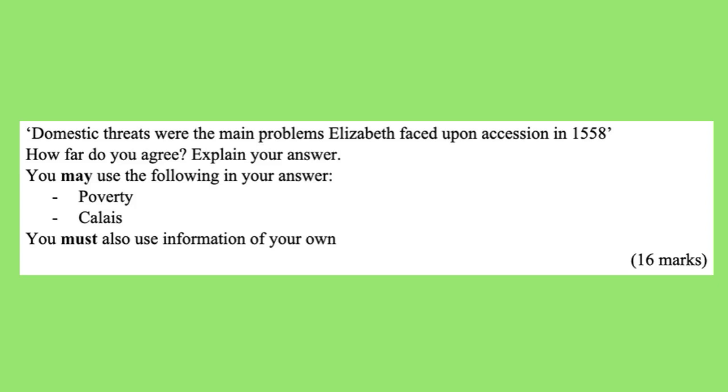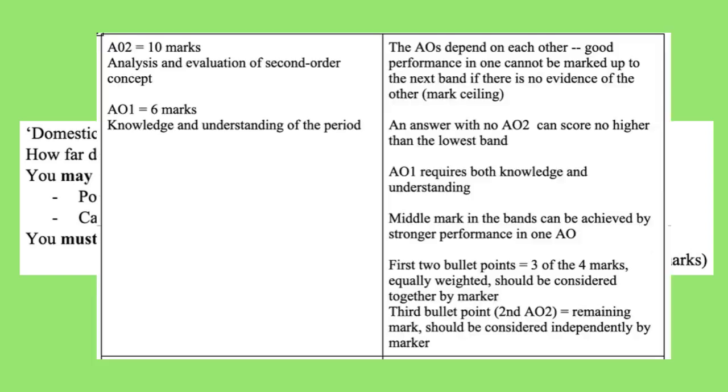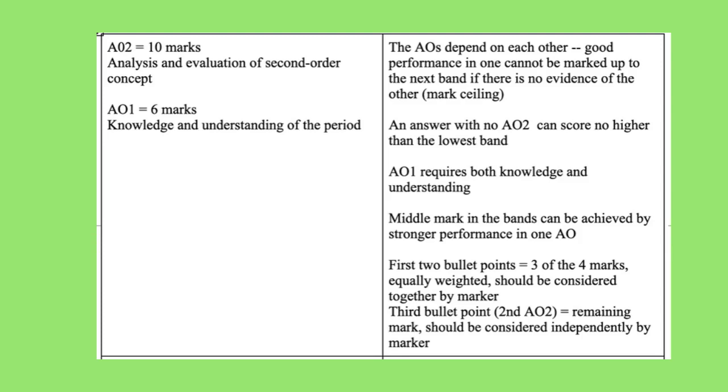Domestic threats were the main problems Elizabeth faced upon accession in 1558. How far do you agree? Explain your answer. You may use the following in your answer: poverty, Calais. You must also use information of your own. 16 marks.